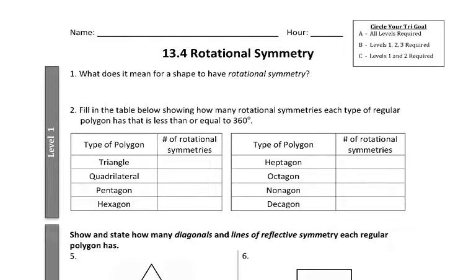We're going to talk about homework assignment 13.4, which is rotational symmetry. So, question 1, what does it mean for a shape to have rotational symmetry?